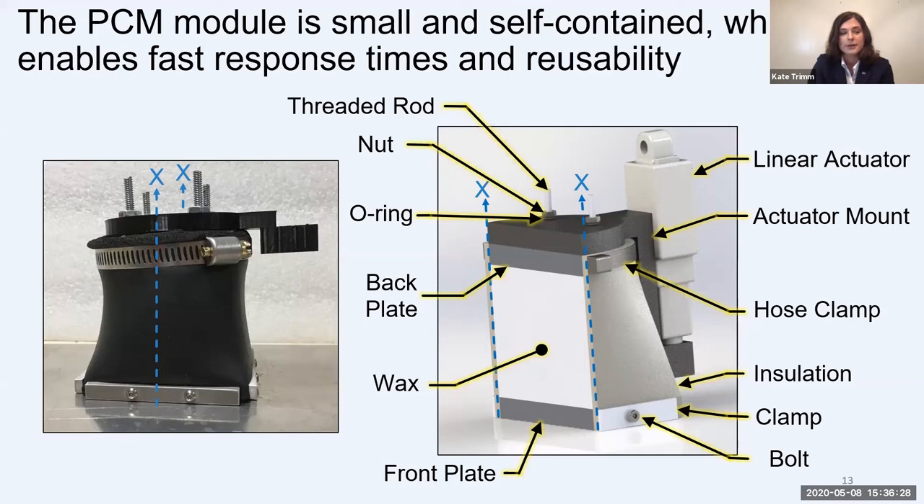The bracket mates the linear actuator with the PCM module, and this is fabricated using additive manufacturing. It's attached to the PCM module by threaded rods and is bolted to the linear actuator.